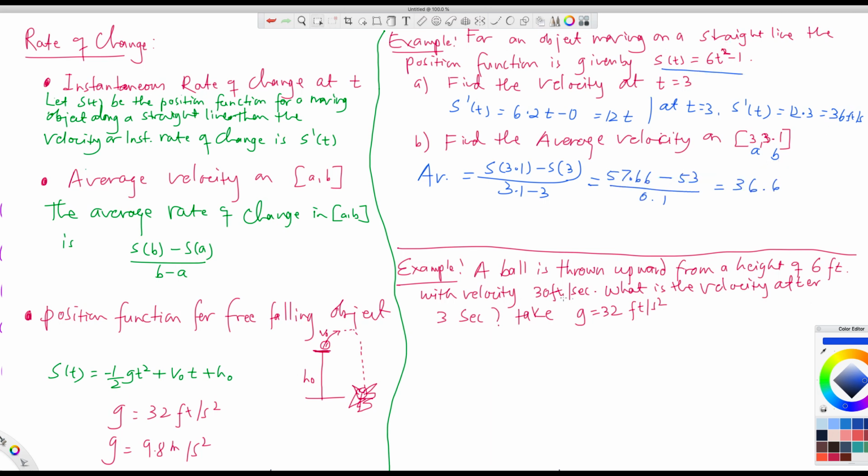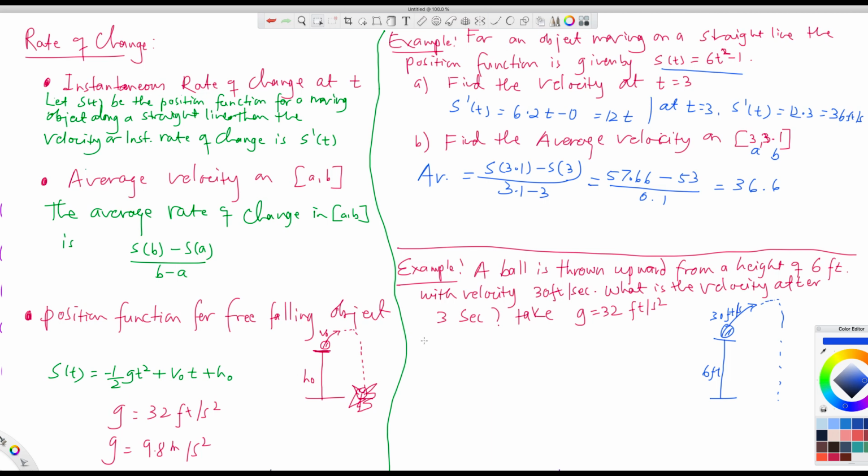So we will see, a ball is thrown upward from a height of 6 feet. What is happening there is, there is a 6 feet height, right? There is a ball, thrown upward with a velocity of 30 feet per second, and the question is, what is the velocity after 3 seconds? First you find the position function, and then the derivative of that position function. The ball will go up, and then it will start to fall down, right? That's what happens when you throw a ball from a certain height.